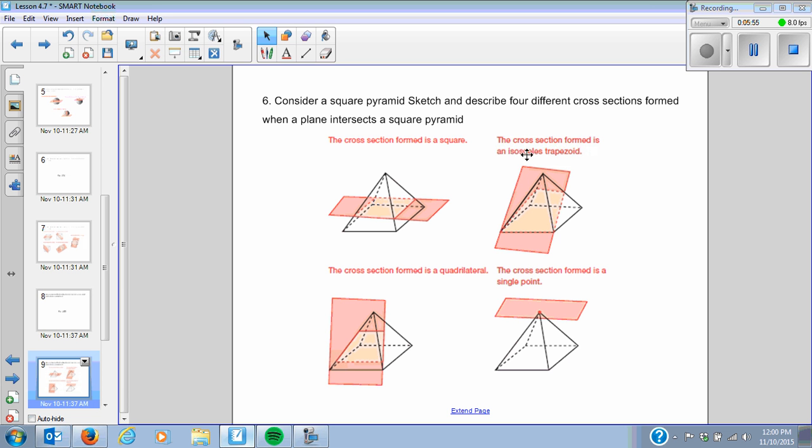All right. If I have this cross section, you can see it right here. The reason they are calling this an isosceles trapezoid is these two sides are going to be the same length to each other. These guys right here are going to be parallel to each other. So it's going to be a trapezoid. If you take the quad, this is going to be a quadrilateral. You have 4 sides, 1, 2, 3, 4 being made. And then right here, we have a single point because again, it's just going through the top.